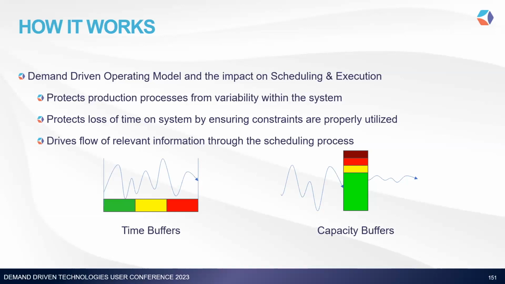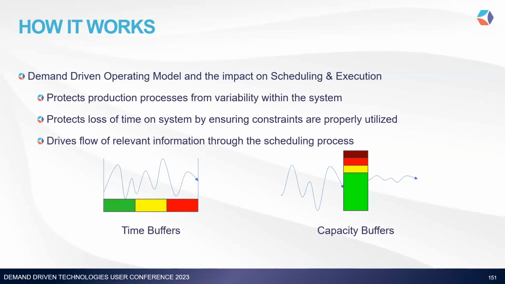So the impact of the DDOM on scheduling and execution. What we really try to do is protect the system and drive the most important information possible. We're protecting production processes from variability within the system, and we do this through a couple of different methods. The first is what we call a time buffer. We implement those in front of our drum resources, protecting them from variability, so that we're not losing any time on the entire system by making sure the drum resources are constantly working and moving. Those are really the pacemakers for the entire system, and any time lost there is time lost on the whole system.